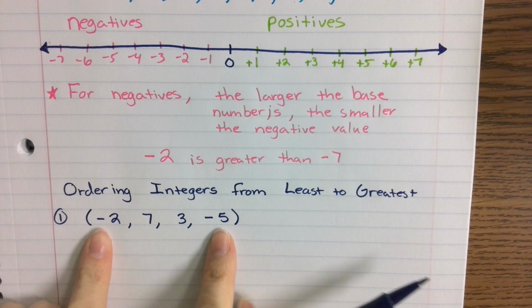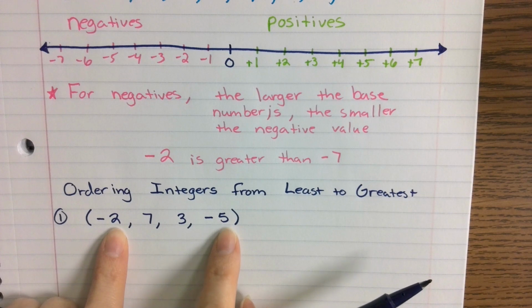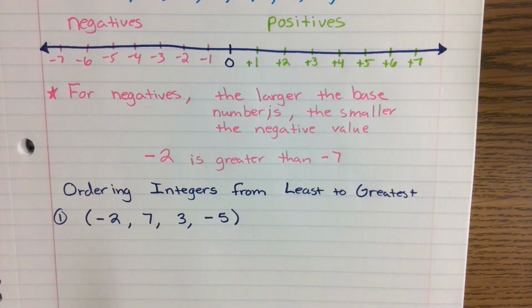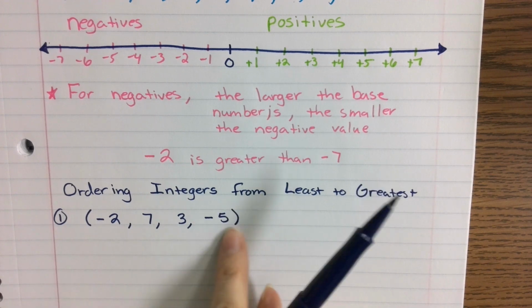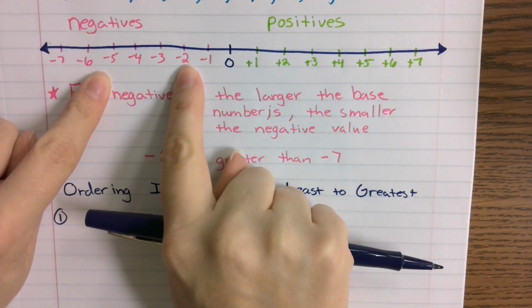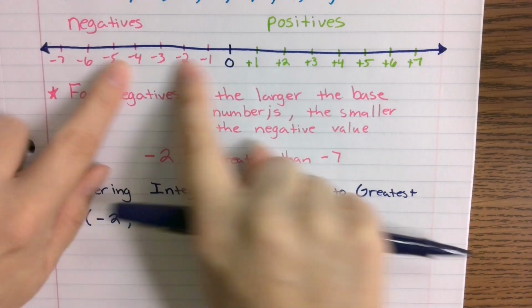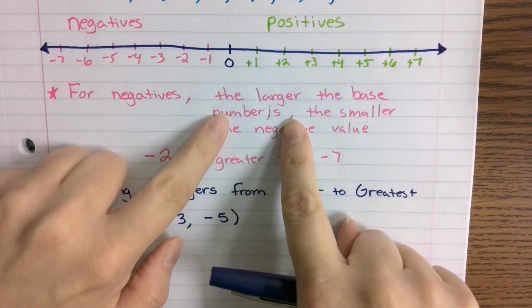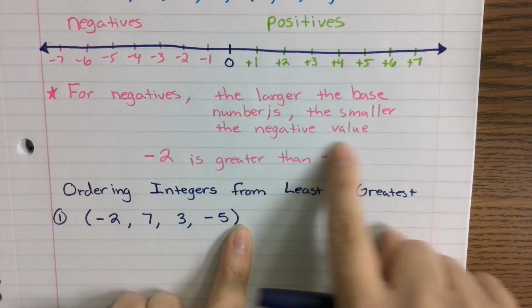Okay, so here are my only negatives. I've got a -2 and a -5. Which one of those numbers is the smallest, -2 or -5? Braxton. -5, thank you. -5 is the smaller of those two numbers because, again, it's further away from 0. Here's where -2 is. Here's where -5 is. -5 is further away from the 0 mark. But if we didn't have this number line up here, we could focus on the fact that 5 is a larger base, which makes it a smaller negative value.